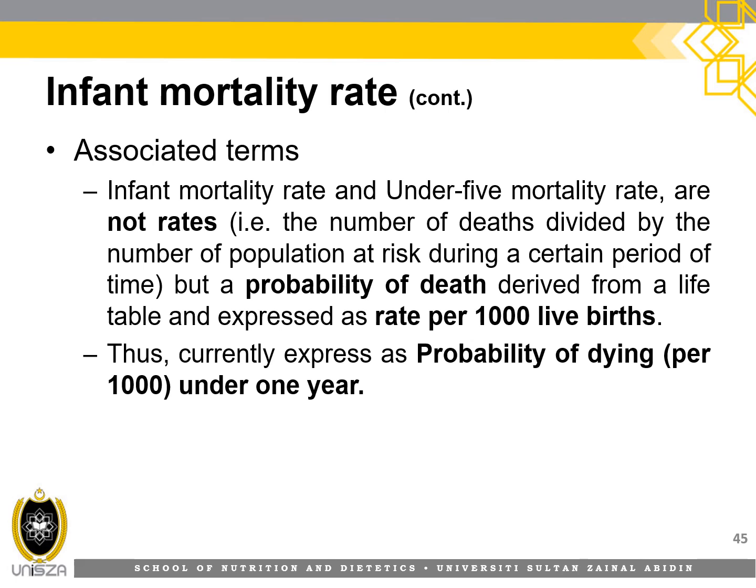Infant mortality rate and under 5 mortality rate are not rates, that is, the number of deaths divided by number of population at risk during a certain period of time, but a probability of death derived from a life table and expressed as rate per 1000 live births. Thus, it is currently expressed as probability of dying per 1000 under 1 year.